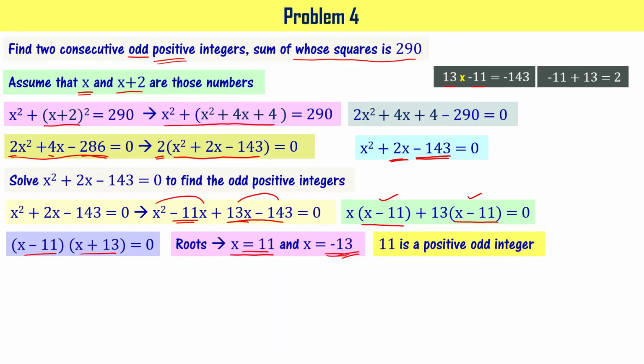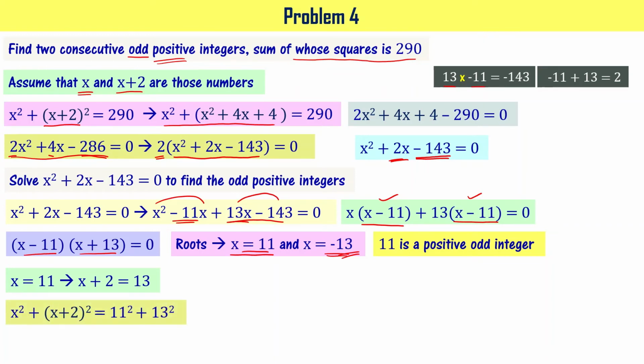Then if x equal to 11, x plus 2 is going to be 13, right? Let's verify now. We said that x square plus x plus 2 whole square equal to 290, right? X square is 11 square and x plus 2 whole square is 13 square. When you sum them, you will get 290 as the answer. It means these are the two numbers we are looking for, right?